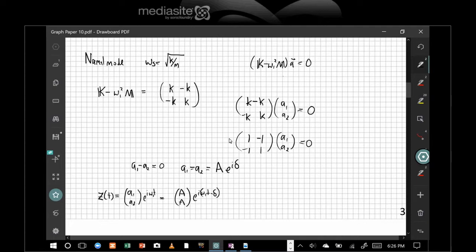Okay, that's Z. I want now X. X is the real part of that. X of t is going to be equal to A cosine of omega 1 t minus delta. So my solutions, x1 of t is equal to A cosine omega t minus delta, and x2 of t is the same thing. I called it omega 1, but let's call this omega symmetric.